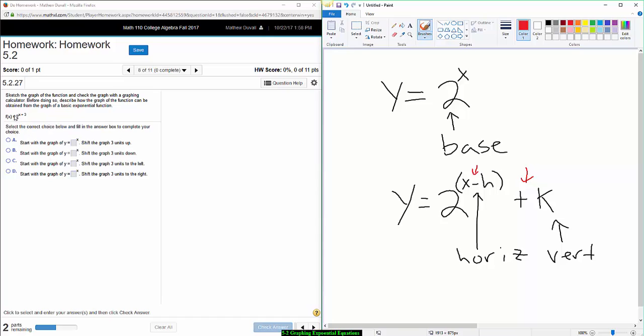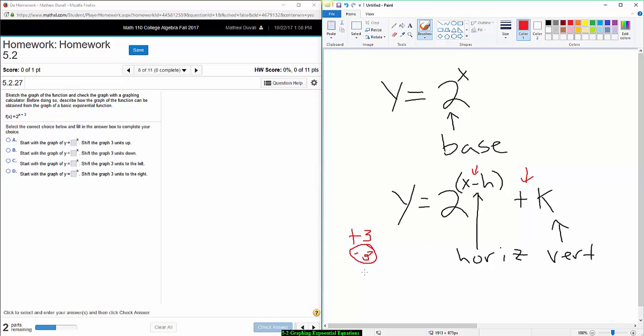So looking at this, it says sketch the graph of the function and check the graph with a graphing calculator. Before doing so, describe how the graph of the function can be obtained from the graph of a basic exponential function. So we have f of x equals 2 to the x plus 3. So you're going to start with the graph, and we need to ask ourselves, okay, this x plus 3, that's up in the exponent, so I know it's going to be my horizontal movement, and I do the opposite. So the opposite of a plus 3 is actually going to be a minus 3.